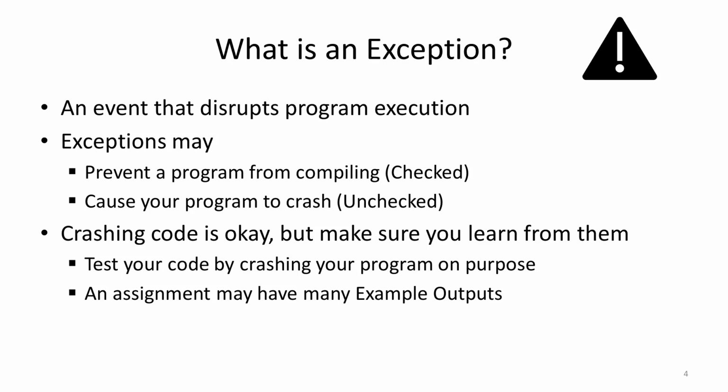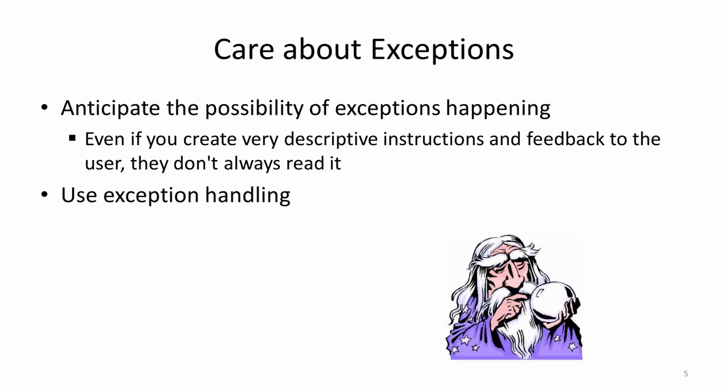Testing a program is never a one and done deal. Your program may crash for a variety of reasons or just one specific reason. As a programmer, you will need to anticipate the possibility of exceptions happening when things can go wrong in your program. Even if you create very descriptive instructions and feedback to the user on how to use the program, they don't always read it and they don't always follow through. So we will need to use exception handling and anticipate those things happening. So let's take a look at some common exceptions and how to handle it.